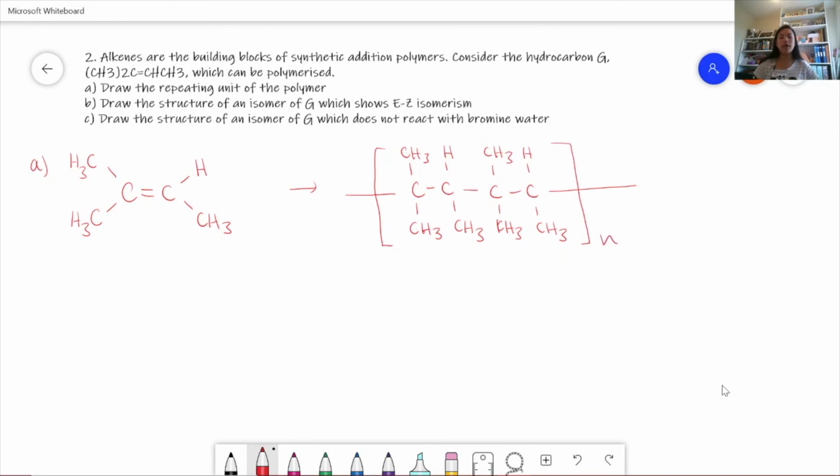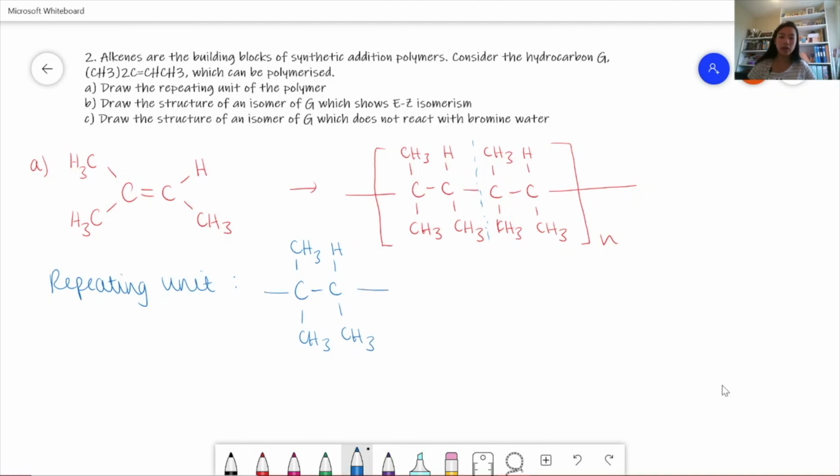the polymer. And so we see that the repeating unit is actually half of this because it repeats. And so the repeating unit is carbon, carbon, methyl, hydrogen, another methyl, and another methyl. So this is our repeating unit.